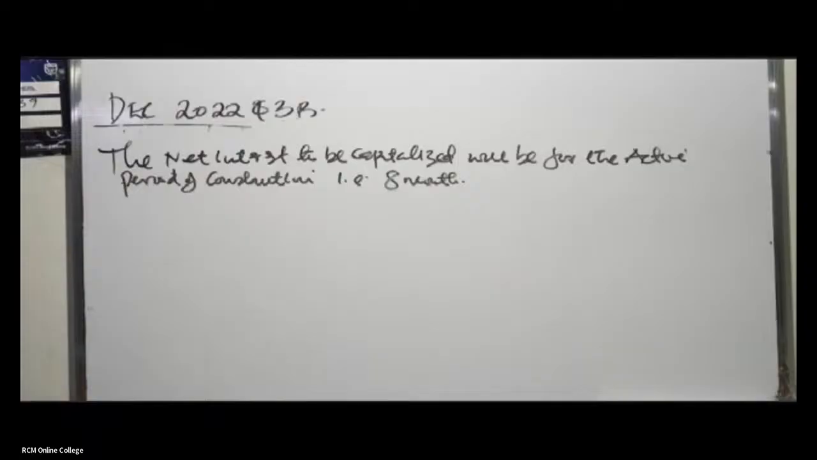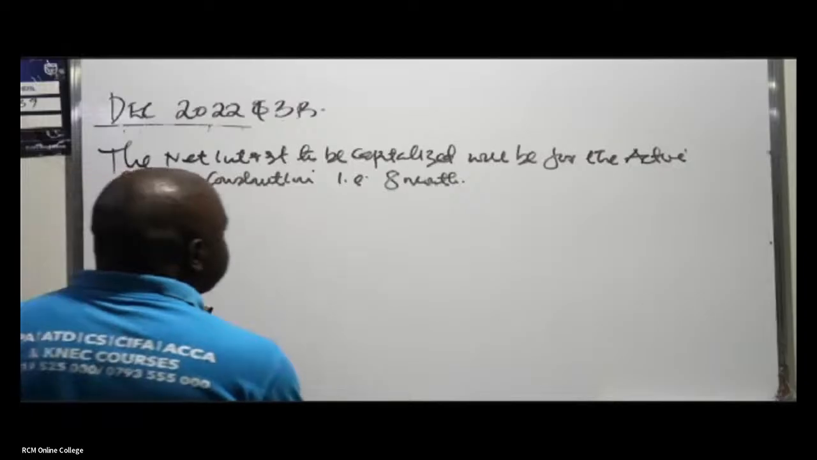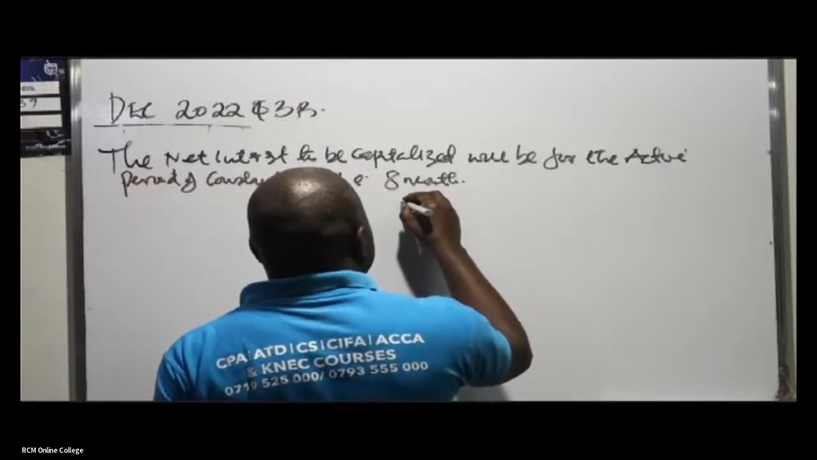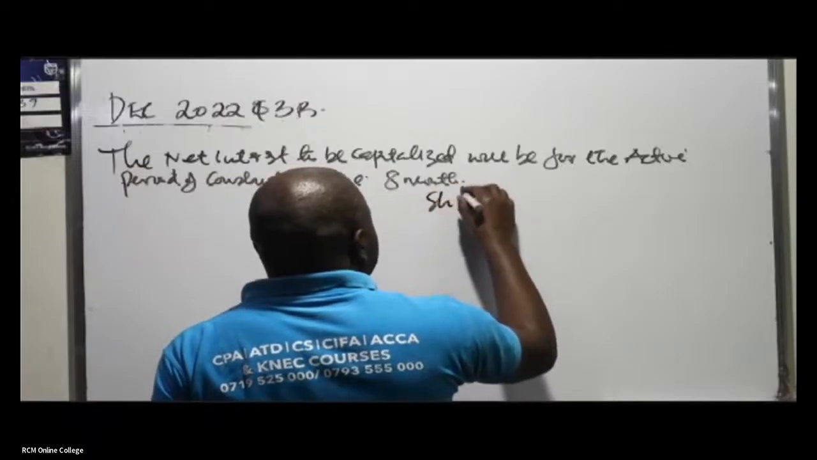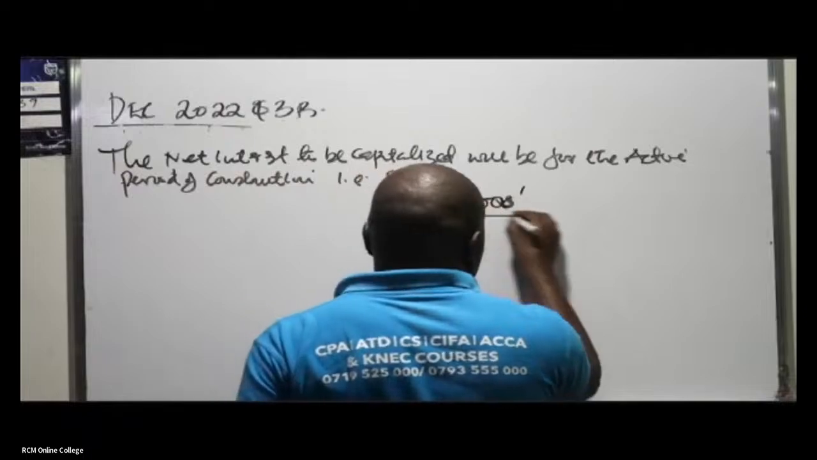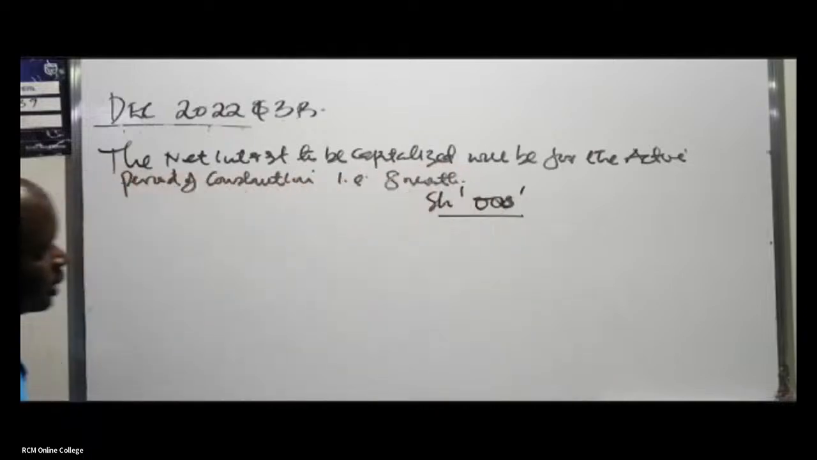So you can say, total interest costs for the year. You can put our shillings in millions or in thousands. Let's put in thousands like that.